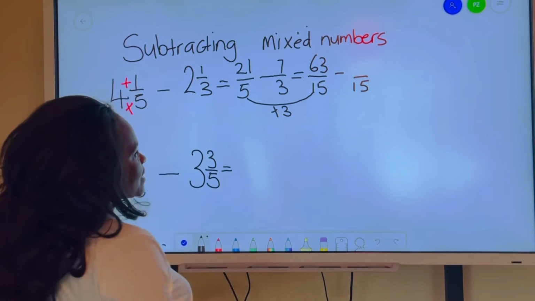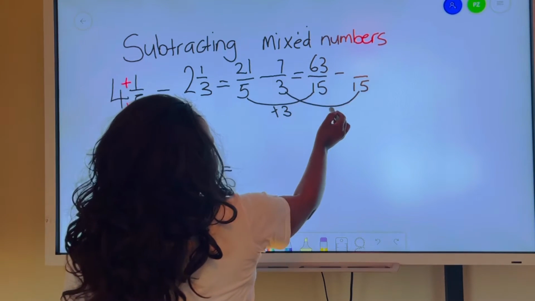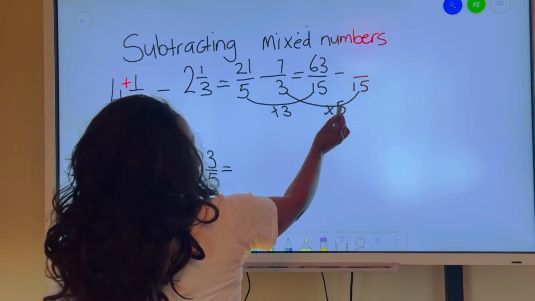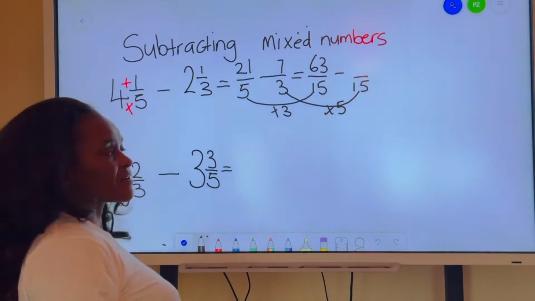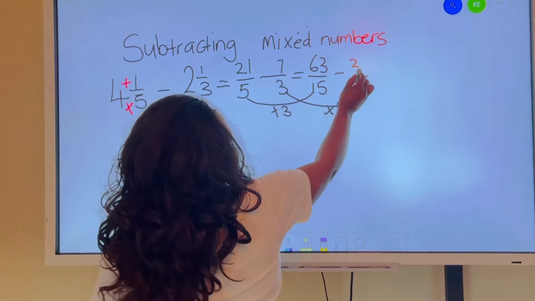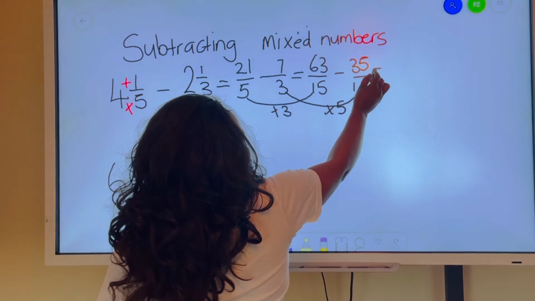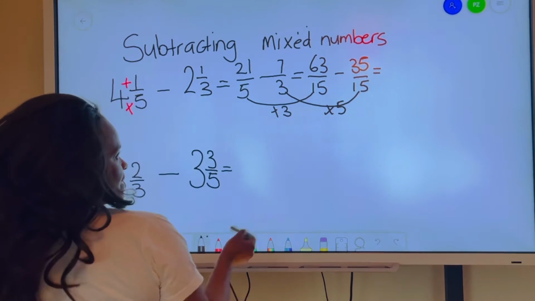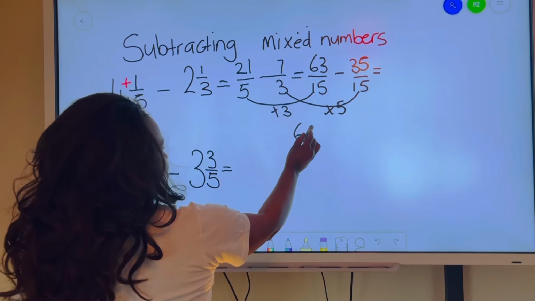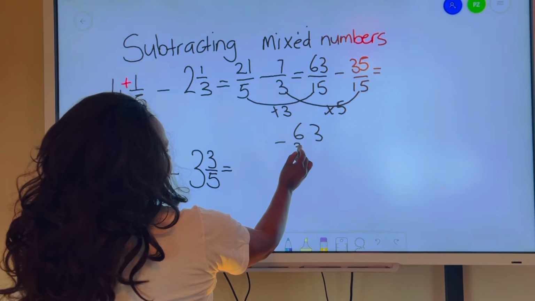Okay, I'll do the next one. What do we times by 3 to get 15? I have to times this by 5. Now the top one, I have to times it by 5, which will give me 35. Now I've got 63, take away 35. So you do 63 on the side, take away 35.